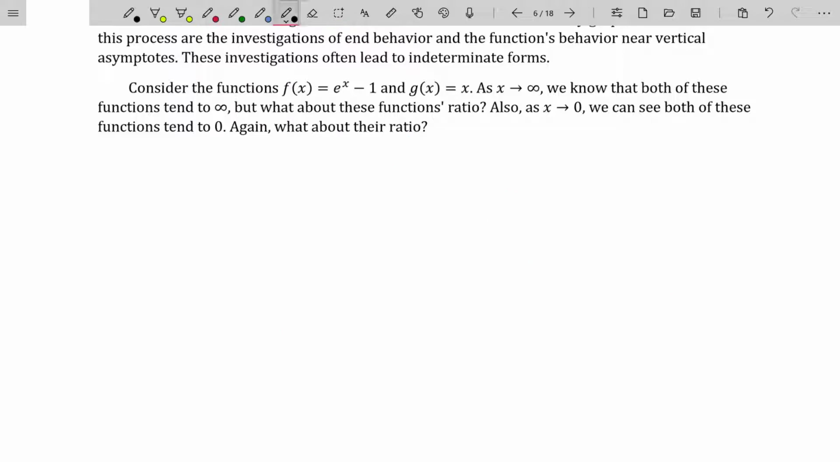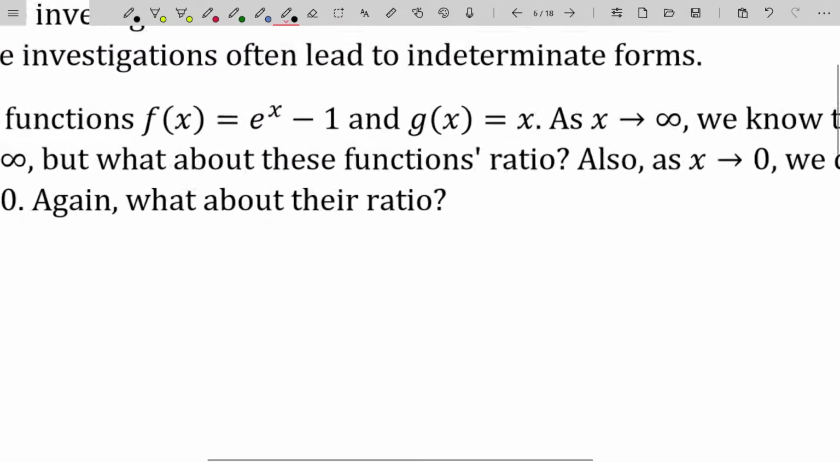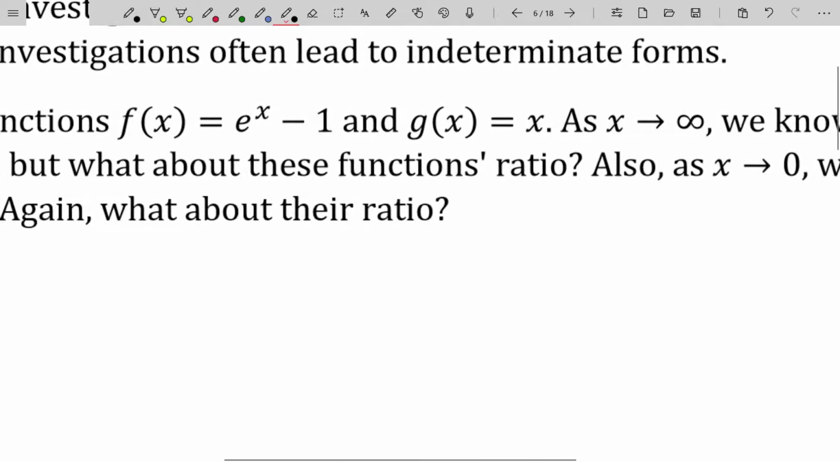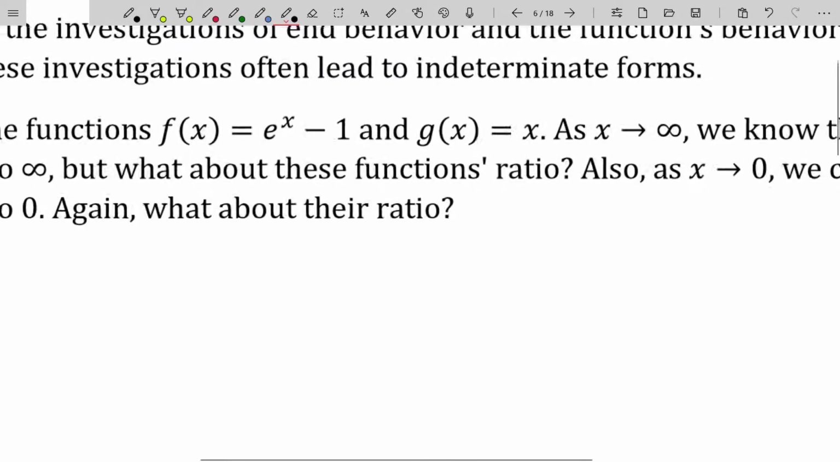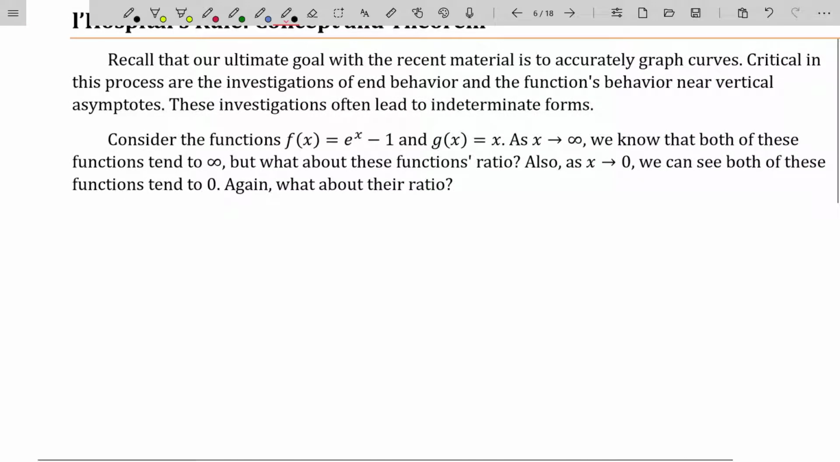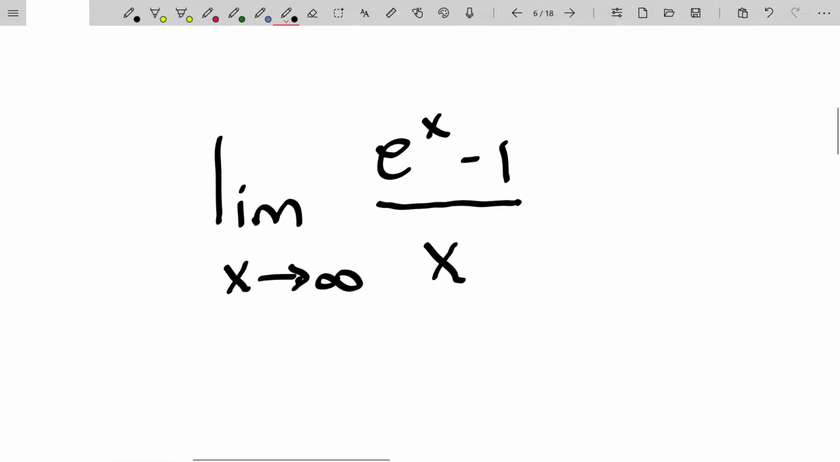Now let's consider the functions f of x is equal to e to the x minus 1 and g of x is equal to x. Now, as x goes to infinity, both these functions definitely tend to infinity. That's fine. But what about the functions' ratios? In other words, what about the limit as x goes to infinity of e to the x minus 1 over x? Well, some students would argue it's obvious this goes to infinity.